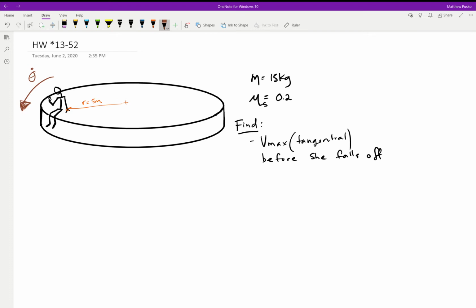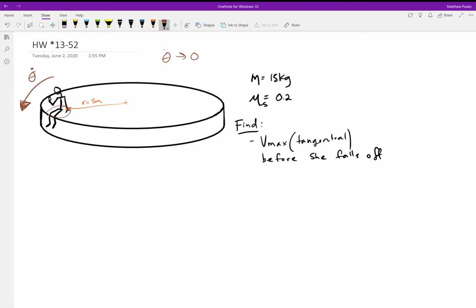a distance, so her center of mass, if you wanted to represent her with a puck or a mass or something, we could. Her distance is 5 meters from the center. The angular motion of the platform is slowly increased, so theta dot is increased such that we can neglect it. It's slowly increased so that the tangential component of acceleration can be neglected.